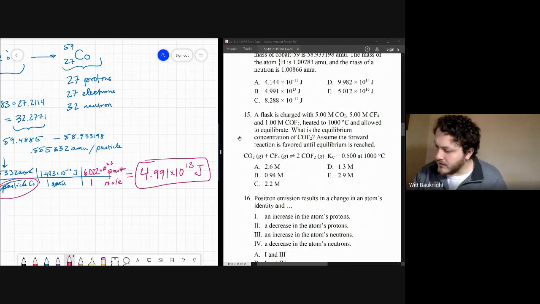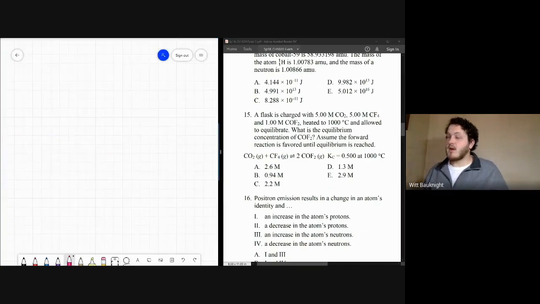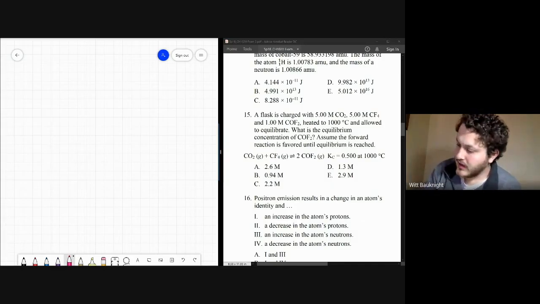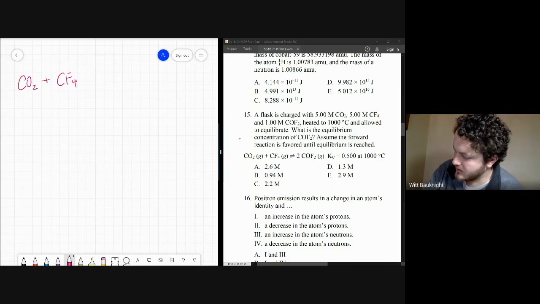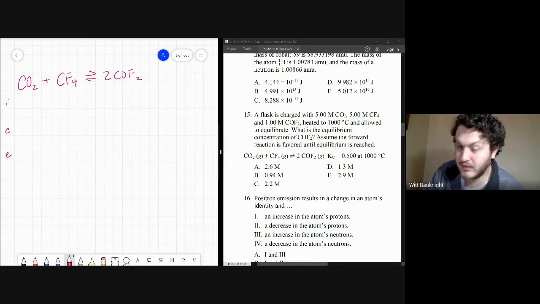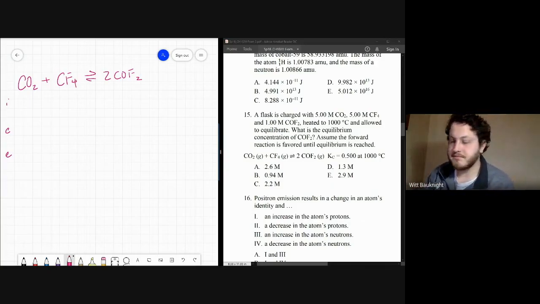All right, so let's talk about 15. When they're asking for equilibrium concentration of this mixture, we know this is going to be an ice table, and we're going to have to solve for X. So we have this chemical reaction. CO2 reacts with CF4, and it's in equilibrium with 2COF2. Well, we know the initial concentration. We can figure out the change in equilibrium.